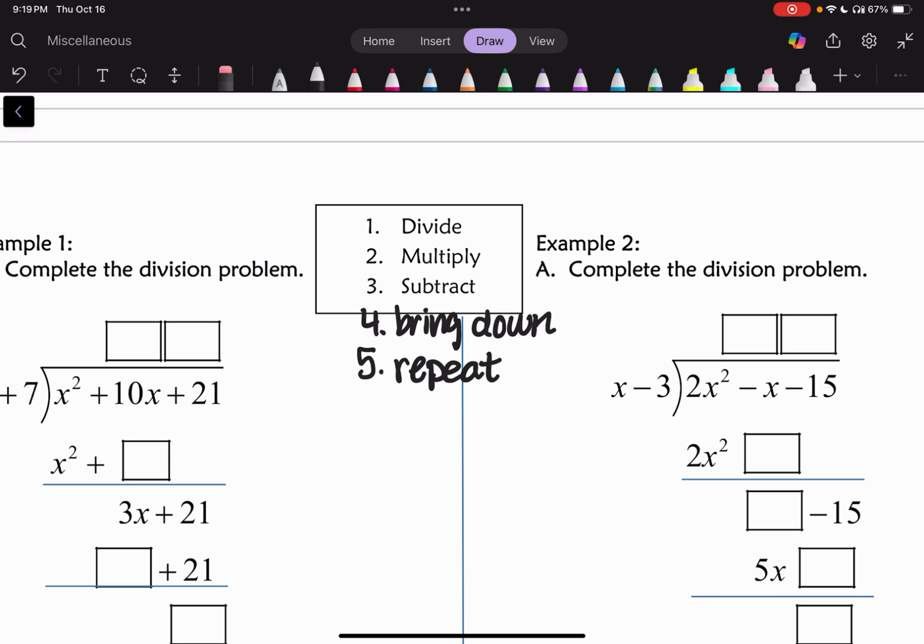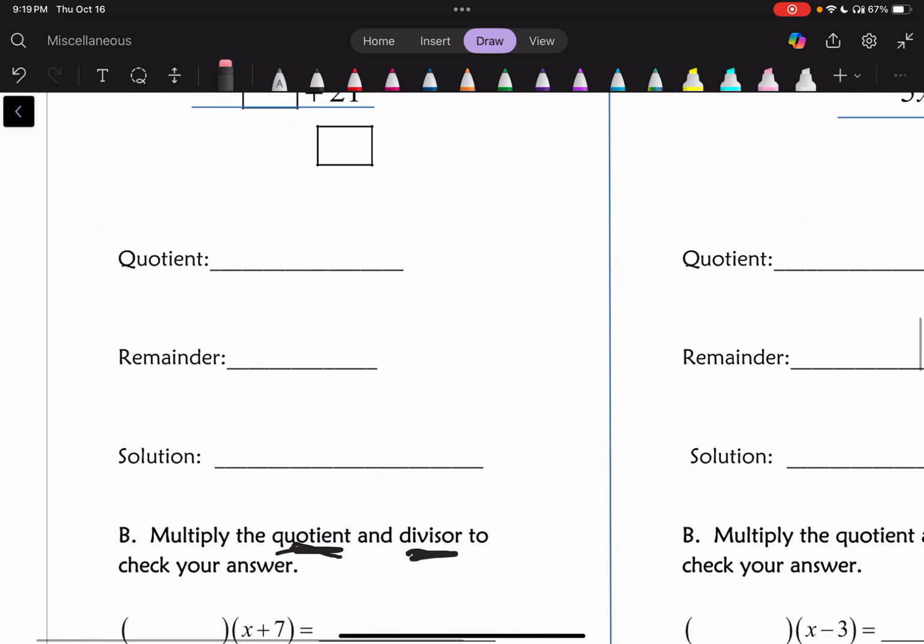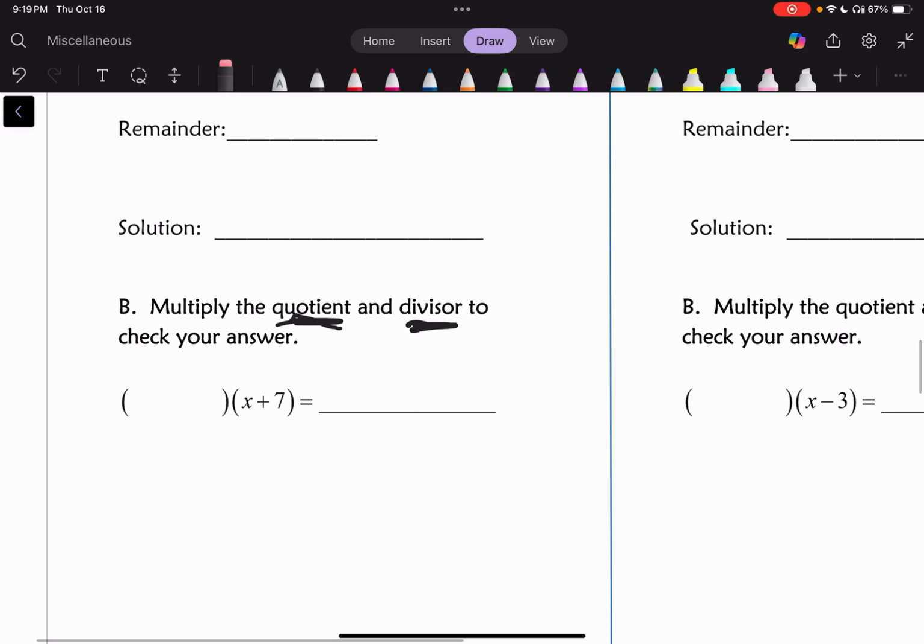So then after that, we did those two examples together and we talked about the quotient. Remember, that means that's your answer. Remainder, we didn't have any remainders yesterday. And then our solution. We also learned that if you multiply your quotient, which is your answer, and your divisor, which is what you are dividing by, you can check your answer, just like you can check your answer when you're normally doing it with numbers, and now you can do it with polynomials as well.